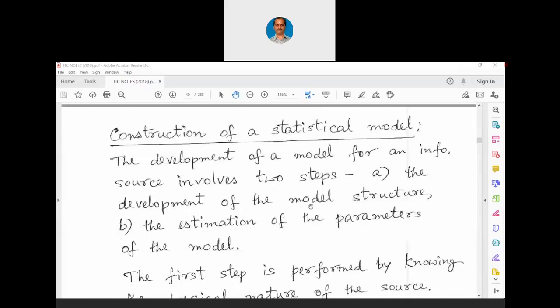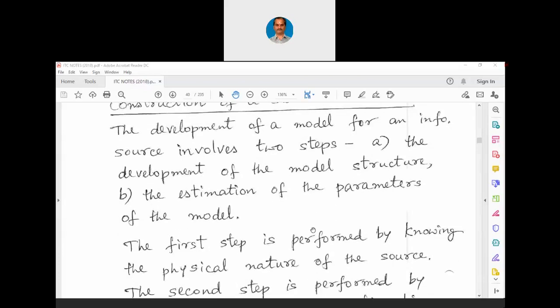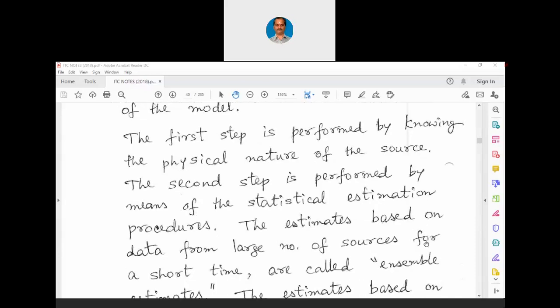So now we have to convert, or model, the information source. There are two steps. A is the development of the model structure. B is the estimation of the parameters of the model. Now, the first step is performed by knowing the physical nature of the source.